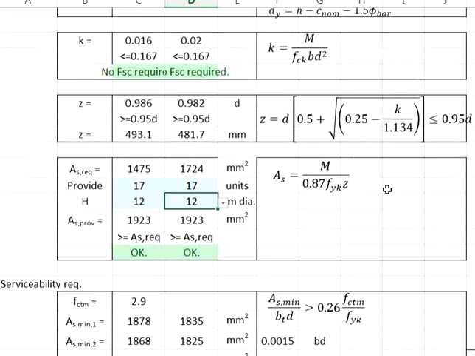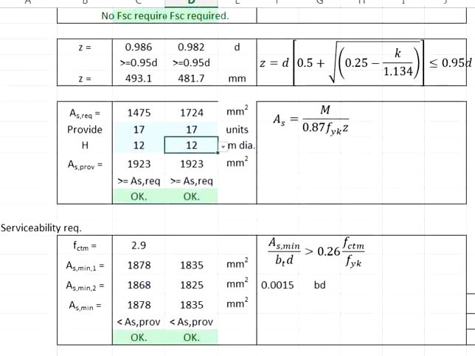Once complete designing the moment resistance, later we're going to check for the shear resistance of the pad footing.